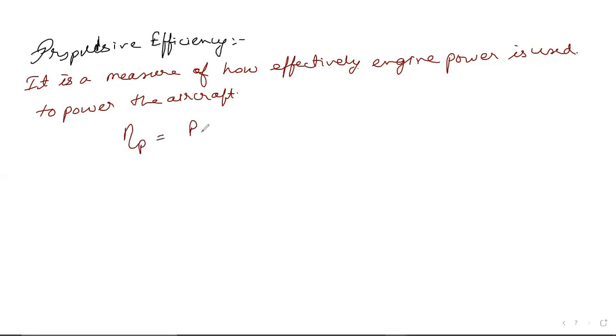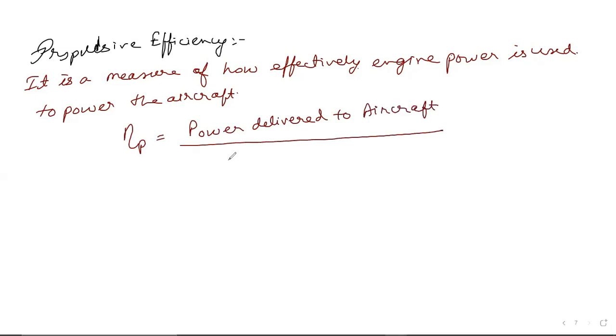Eta P means power delivered to aircraft divided by output power of engine. So how much power is the engine producing? Suppose the engine is producing 100% power. Out of 100%, how much power is actually delivered to the aircraft, and how much is lost? Kind of that thing you can say. That is basically propulsive efficiency.